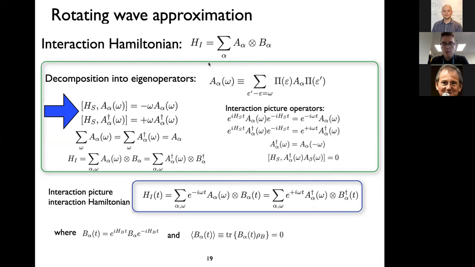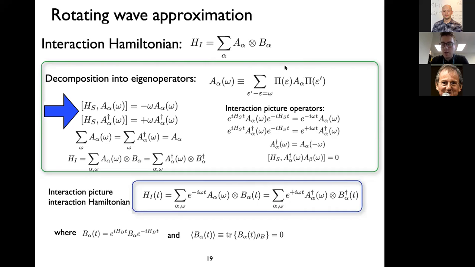And to get to a point in which we can then make the rotating wave approximation, what we first do is we introduce a decomposition of these system interaction terms into the corresponding eigenoperators. So these A omegas, these eigenoperators, are defined in the following way.